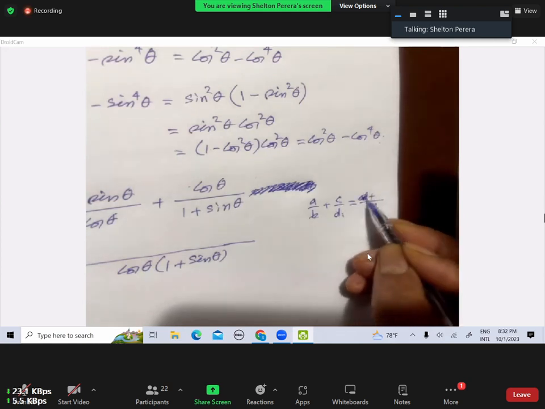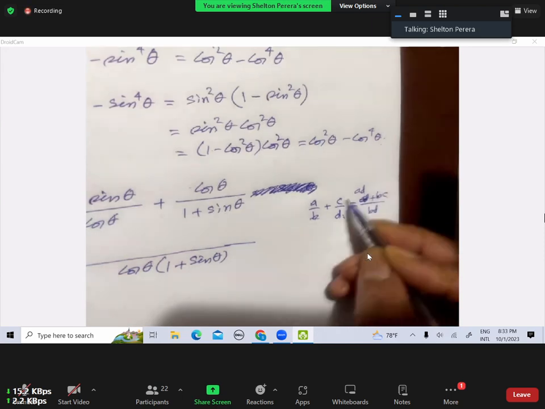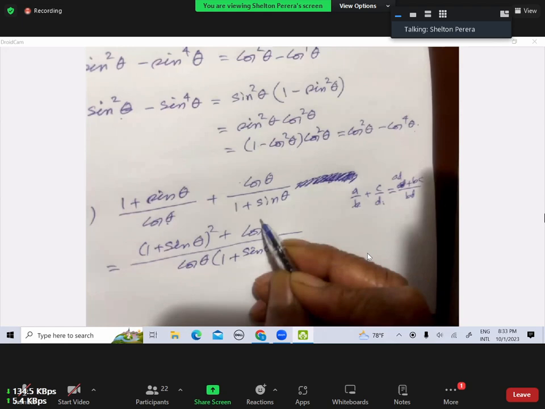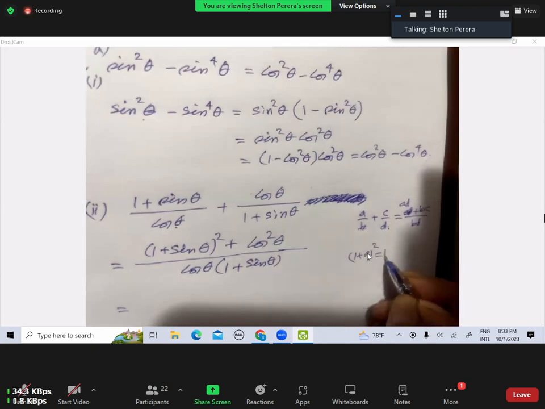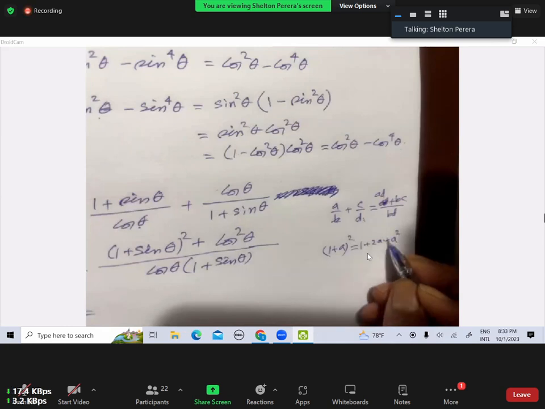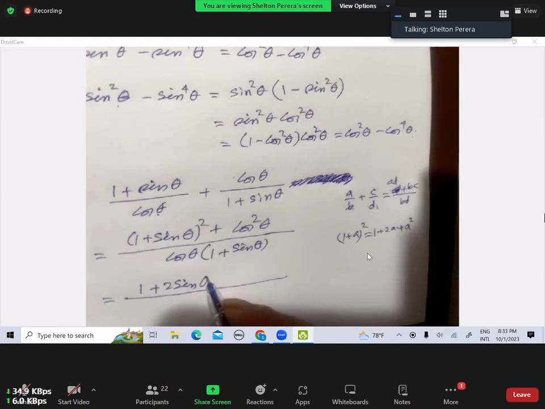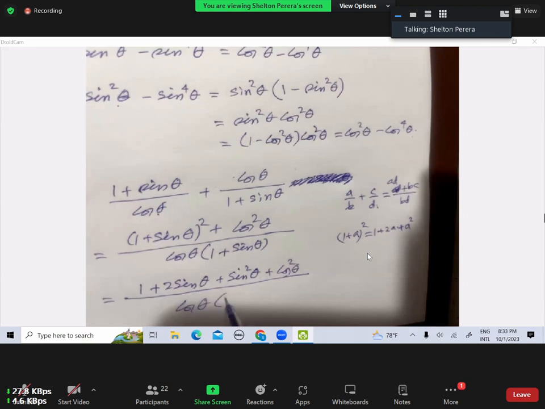AD plus BC. So 1 plus sine theta, whole thing squared. Now 1 plus sine theta squared is like 1 plus a squared. Do you know how to square this? 1 plus 2a plus a squared. So square it. Instead of a, we have trigonometry. We are doing algebra with trigonometric quantities. 1 plus 2 sine theta plus sine squared theta plus cos squared theta, divided by cos theta 1 plus sine theta. We cannot do anything about it.